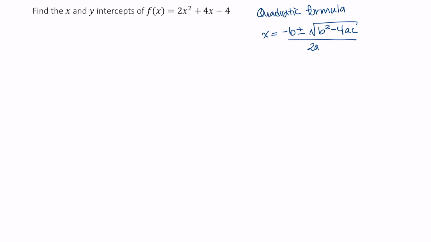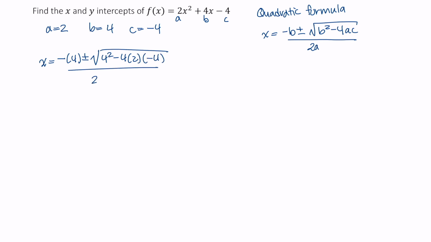In our case, a is equal to 2, b is equal to 4, and c is equal to negative 4. So we have x equals negative 4 plus or minus the square root of 4 squared minus 4 times 2 times negative 4, divided by 2 times 2.